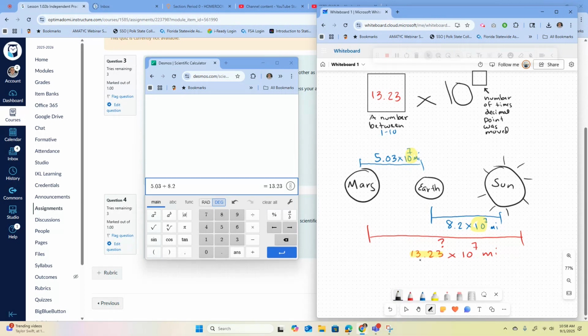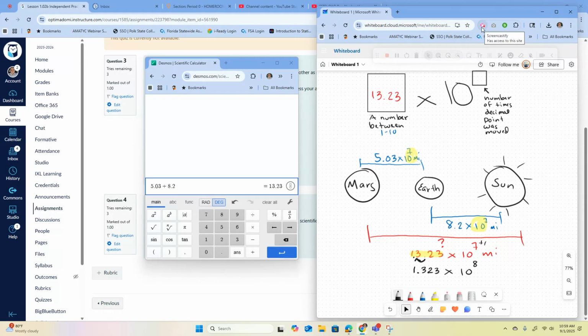I'm going to take the decimal point of 13.23 and move it 1 time to the left. Now it's going to be here. So my new number is 1.323. That number is between 1 and 10, times 10. The original exponent of the power of 10 was 7, but because I moved the decimal 1 time to the left, we add 1 more to the original exponent. So now it will be to the 8th power. And that will be my final answer for question number 3.